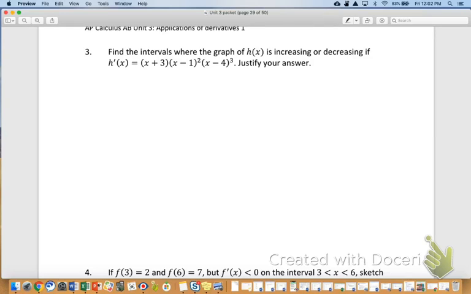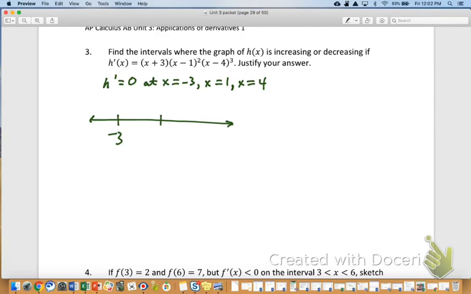So I'm going to set h prime equal to 0. And because h prime is in factored form, finding the zeros is pretty straightforward. So this would be at x equals -3, x equals +1, and x is equal to +4. I'll then make a little sign chart to help me get organized with those numbers on the sign chart. So -3 goes here, 1 goes there, and 4 goes there.